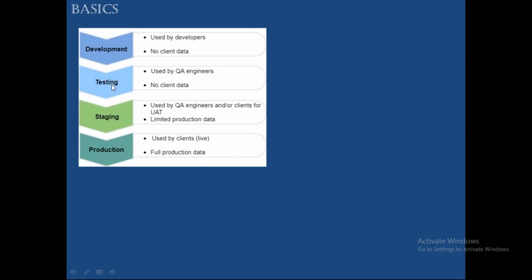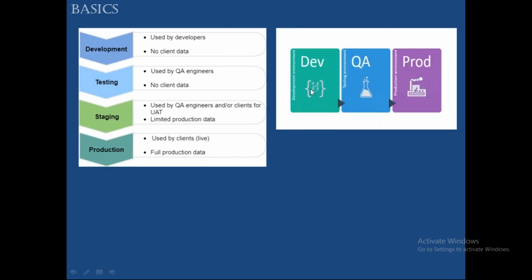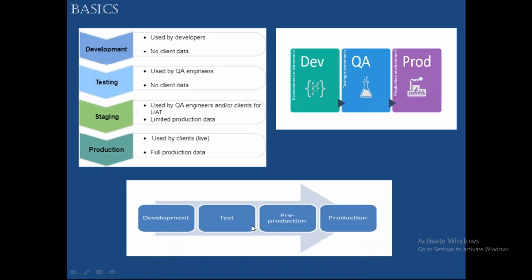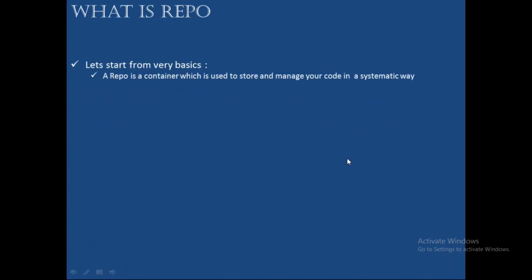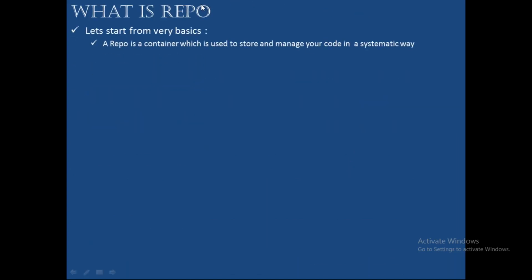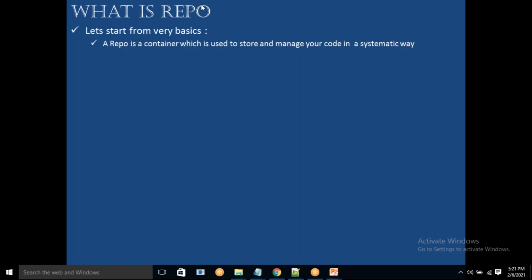Okay, some people will maintain 4, some people will maintain only 3. Maybe names can be different. Dev, QA, production. Some people may call it dev, test, pre-production and production. Some people may call it dev, UAT, prod. So there are different names we have here. Try to understand there will be different names. Next, what is repos? See, try to understand, there is some theory that I need to discuss to understand this.